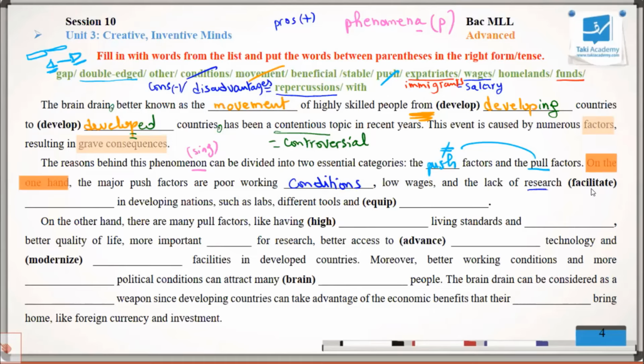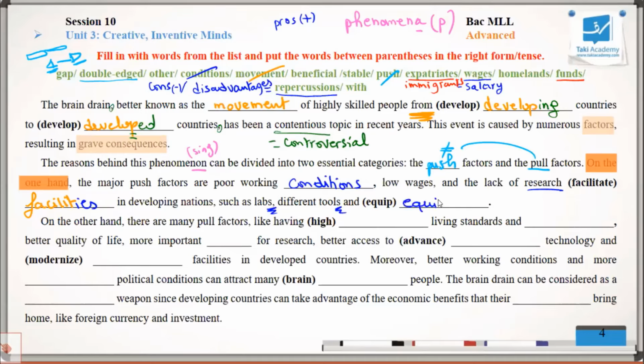Yes, facilitate becomes facilities. We are talking about research facilities in developing nations, such as, I'm giving examples. Remember, you always need to give examples. You don't just mention the idea and you move on. No, you need to provide an example, such as labs, different tools, and now here I have labs, tools.